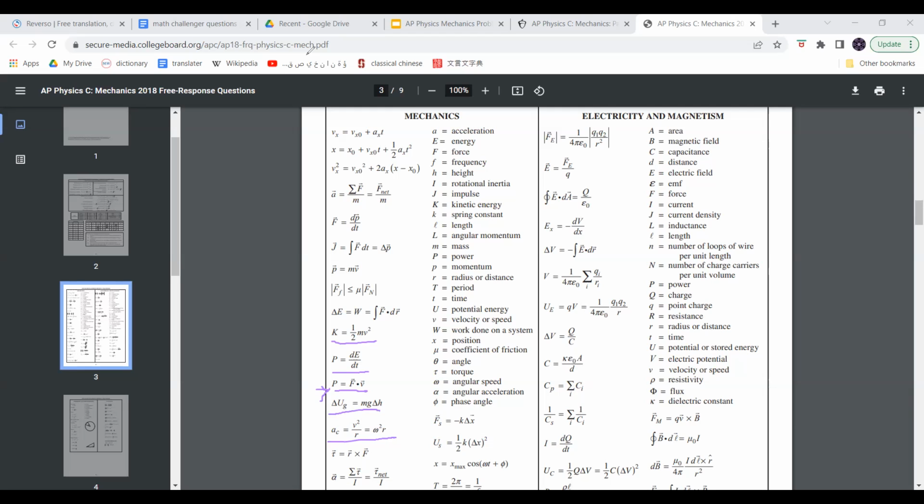Okay, the next one is how to find elastic potential energy. Where it says Us here, that's just the definition of elastic potential energy. You kind of just have to get used to it. Again, that's one of the questions where you just memorize it. It's pretty self-explanatory.